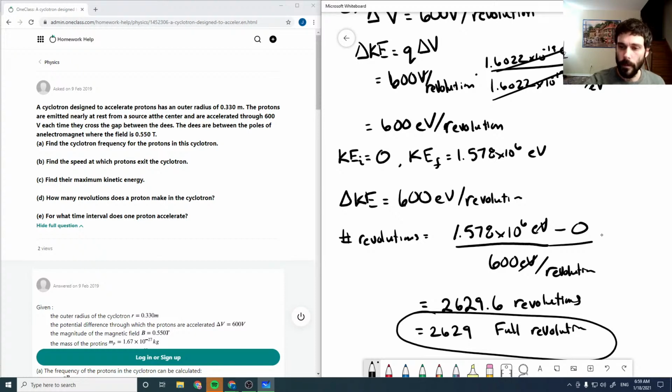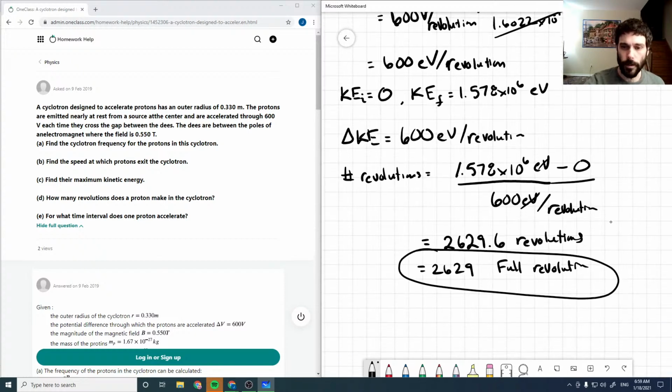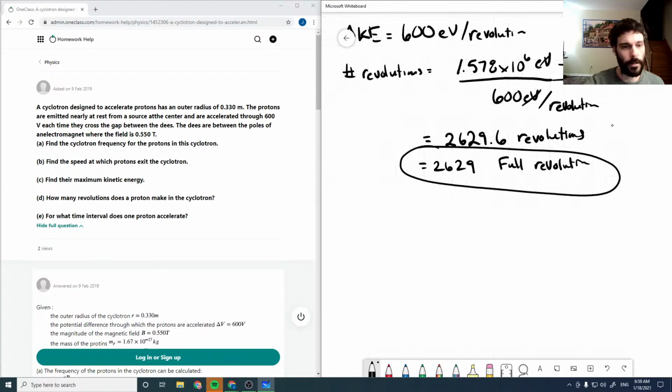Okay. And now for what full time interval does a proton accelerate? So our omega is 52.684 times 10 to the 6 rads per second. Again, rad isn't a real unit, but it sometimes helps to differentiate.